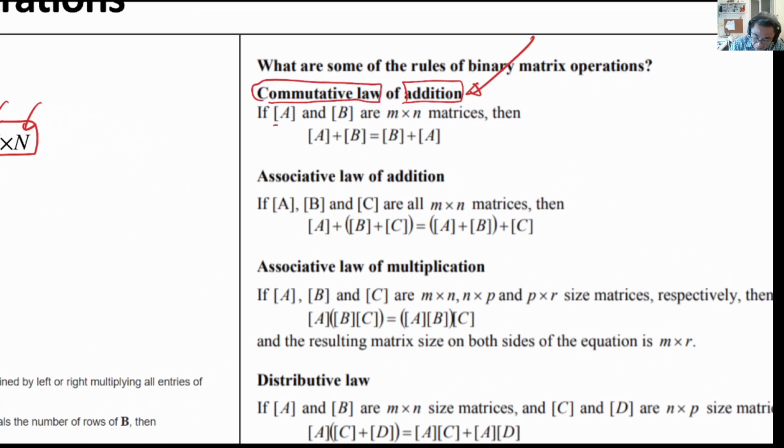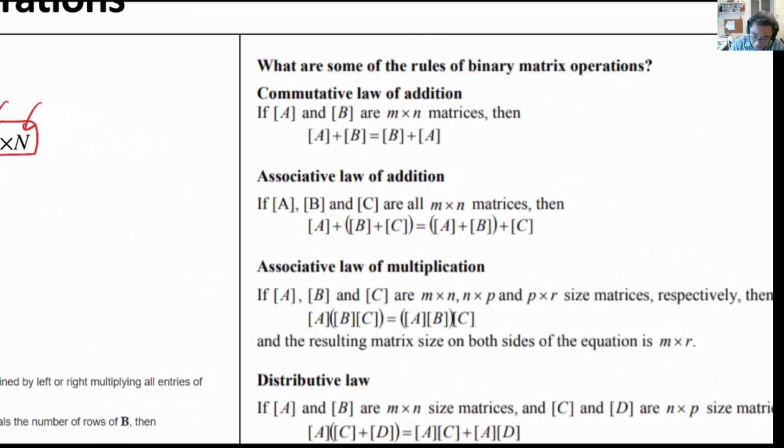If A and B are real matrices of dimension m by n, then A plus B is the same as B plus A. Basically, it says that matrices of the appropriate dimensions can be added together and they commute. A plus B equals B plus A.